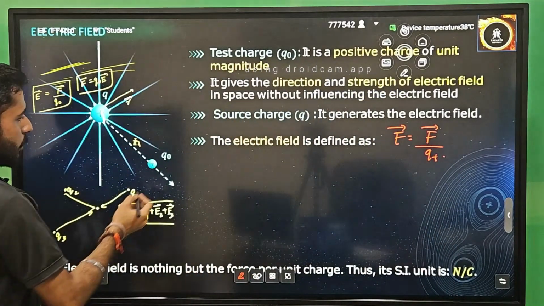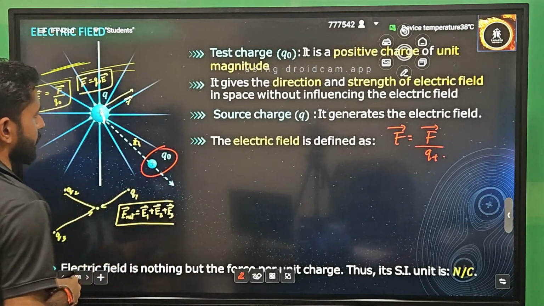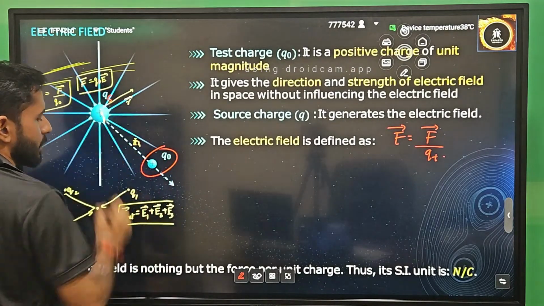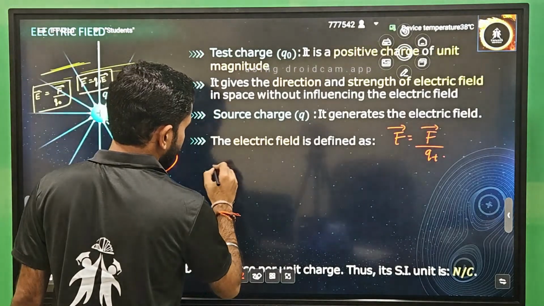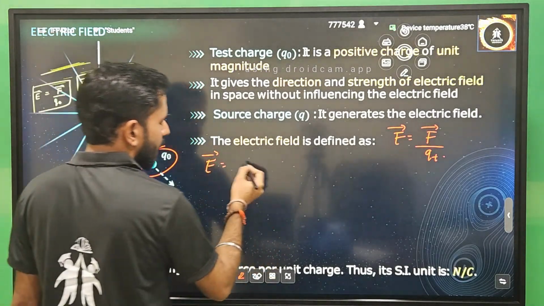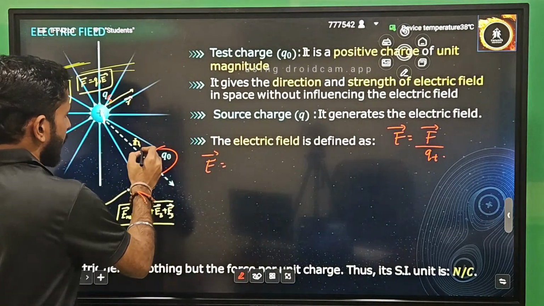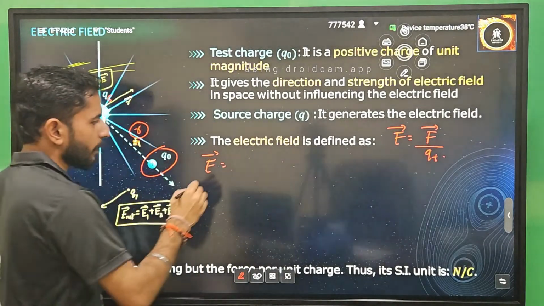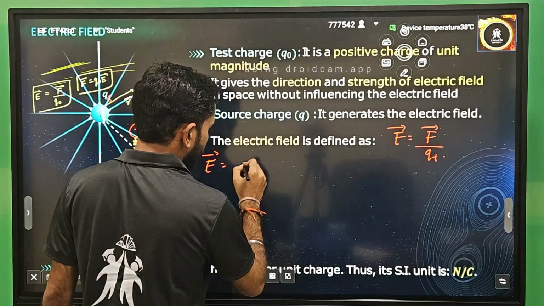Correct? So let's suppose I have introduced a Q naught test charge here, and this is the source charge Q, let's suppose represented as QS. How will I write the electric field? I have told you it is written as force per unit test charge. Tell me what will be the force that you know, and let's suppose this distance is nothing but R. Okay. You tell me what will be the electric field.